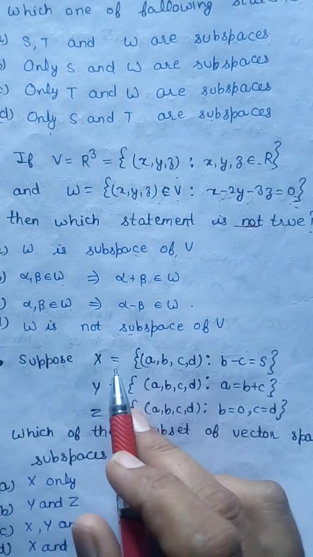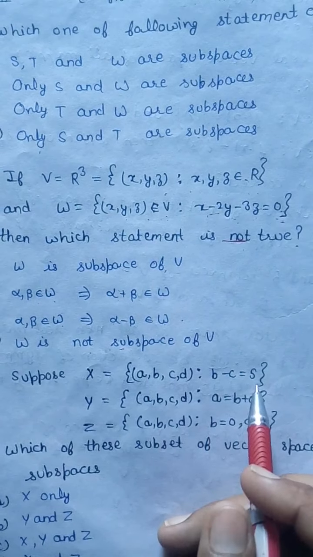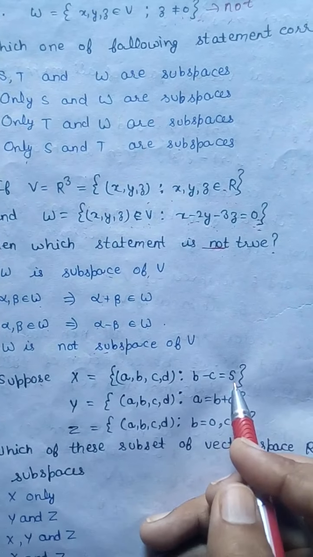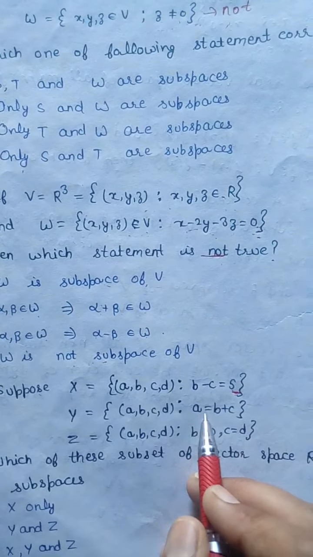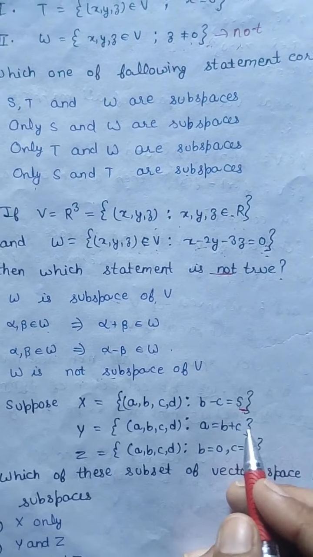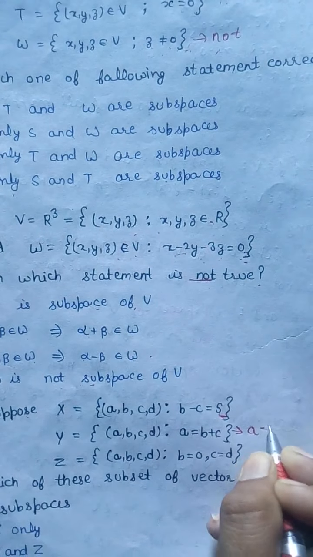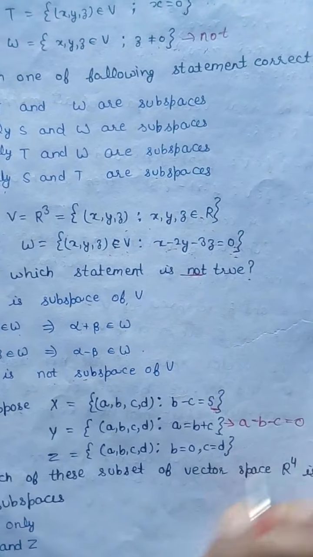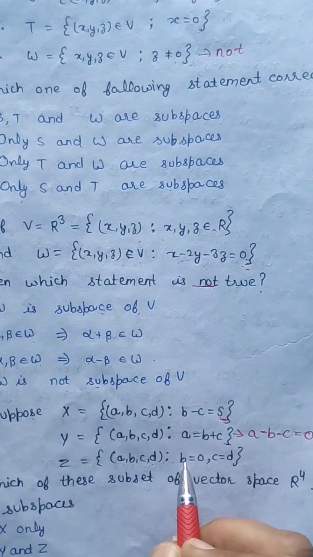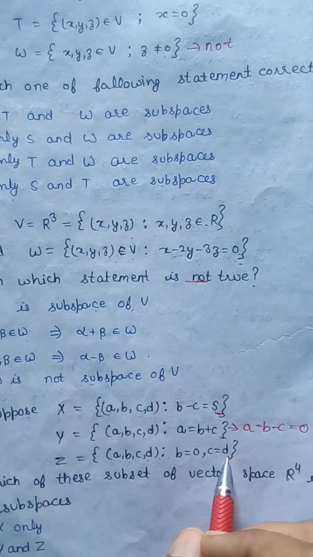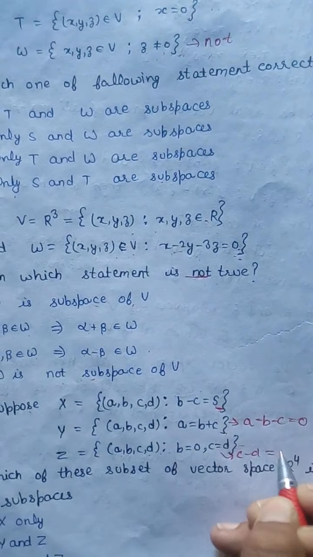The next question is, suppose X equal to {(a, b, c, d) : ab minus c equal to 5}. It is not true. It is not a subspace because it is equal to a constant term. Y equal to {(a, b, c, d) : a equal to b plus c}. It is a subspace because it can be written as a minus b minus c equal to 0. Z equal to {(a, b, c, d) : b equal to 0, c equal to d}. It is also a subspace because it can be written as c minus d equal to 0.